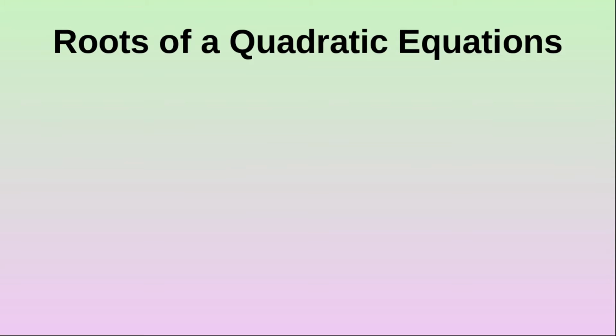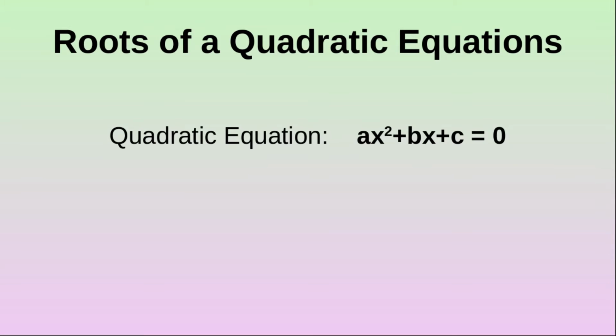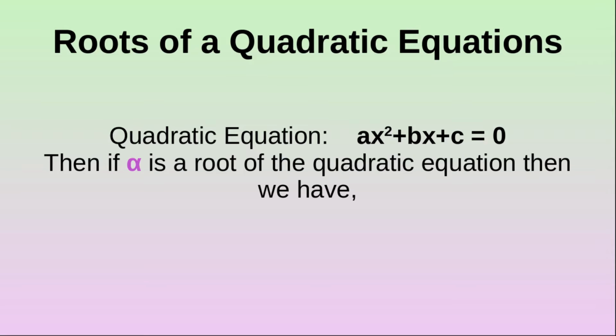Now let's talk about the roots of a quadratic equation. Suppose our quadratic equation is something like this: ax squared plus bx plus c is equal to 0. Then, if alpha is a root of the quadratic equation, then we will be having a alpha squared plus b alpha plus c is equal to 0. So, if alpha is a root of the quadratic equation, then it will be satisfying the relation a alpha squared plus b alpha plus c is equal to 0.